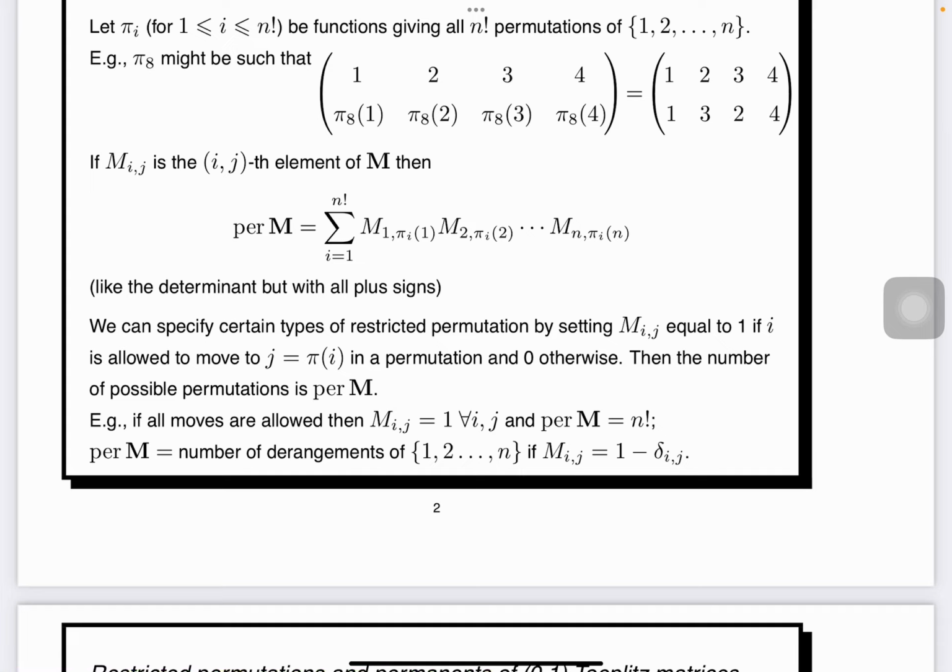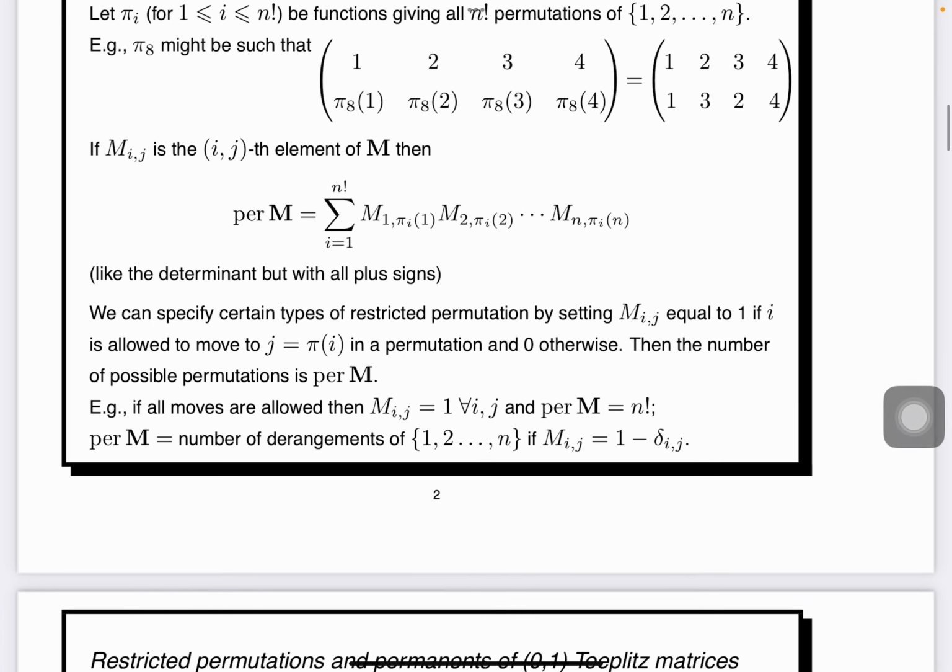And as the name might suggest, permanents are related to permutations, and we can specify certain types of restricted permutation by setting the elements of the matrix equal to 1 if i is allowed to move to j, and 0 otherwise. And then the number of possible permutations is the permanent of M. The simplest example is if all of the elements of the matrix are 1, so all moves are allowed, and then the number of permutations, it's easy to see, is just n factorial. If we knock out the leading diagonal, put those to 0, then we get the number of derangements.